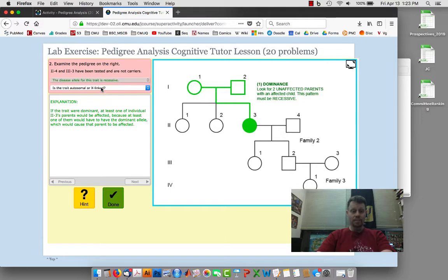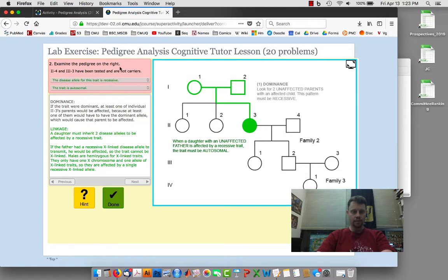In this case, it must be autosomal because for a female to be affected, for an X-linked trait, her dad would have to be affected. So I know this is autosomal, and then I'll be ready to move on to the next.